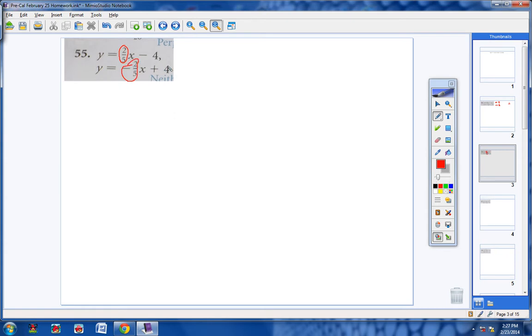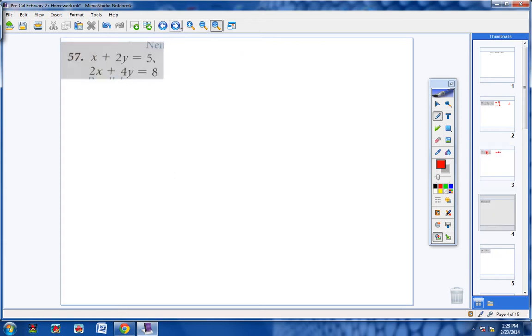Well, we know they're not parallel because parallel lines have to have identical slopes. That means their signs have to be the same, the numbers have to be the same, everything. So they're definitely not parallel. And we know they're not perpendicular because the signs are different, and that's good. But are these two fractions inverses of each other? No, they're not. And so these lines, if you were to graph them, you would see they are neither parallel nor perpendicular. All right, continue on to 57.